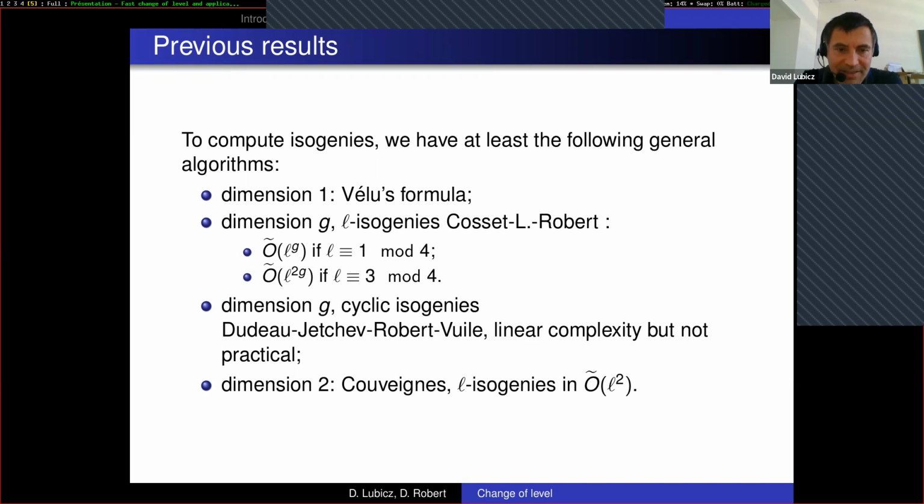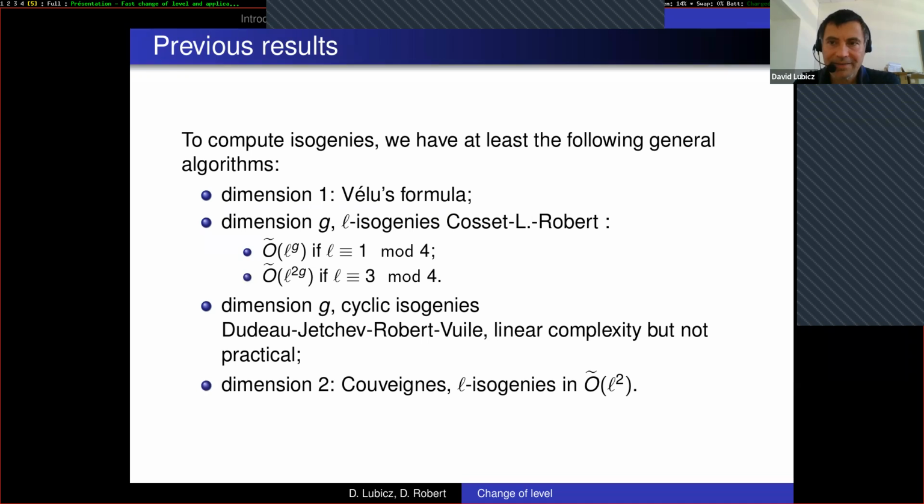In the same way, in dimension g, we have an algorithm to compute cyclic isogenies, which is due to Dudeanu, Jetchev, Robert, Vuille, which is also of linear complexity in the size of the kernel. But this algorithm is not very practical because there is a step in the algorithm where one has to recover a product theta structure and a product of abelian varieties.